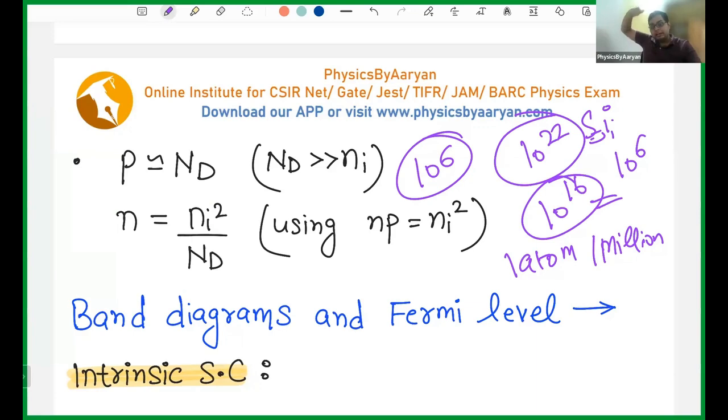But their ratio is very small. If you take their ratio, it is only 10 raised to power 6. It means one boron in 10 raised to power 6 silicons. Right? That is the meaning of small doping. Even after small doping, you still have how many electrons or holes because of the doping? 10 raised to power 16. Can you guess how large that number is?